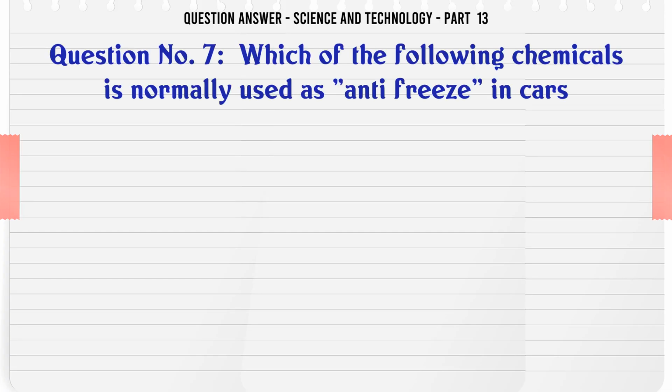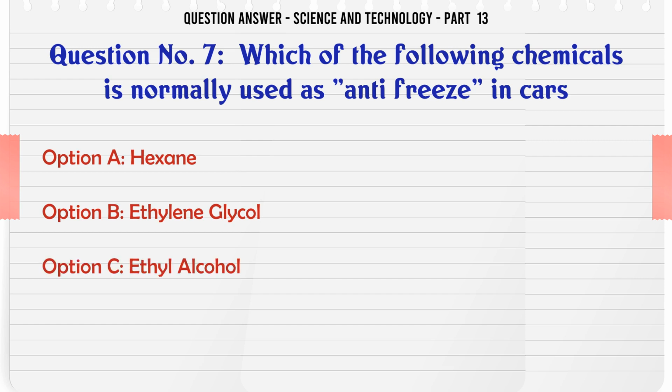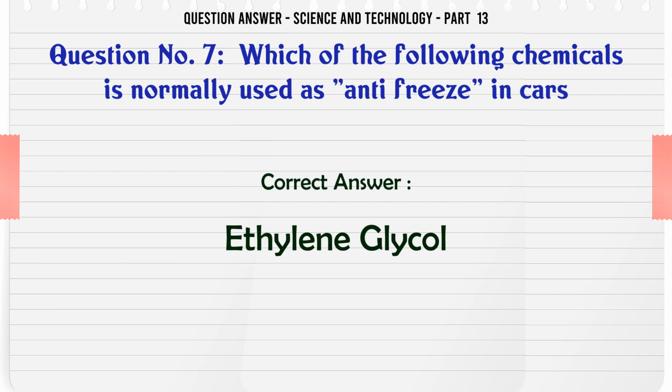Which of the following chemicals is normally used as antifreeze in cars? A. Hexane. B. Ethylene glycol. C. Ethyl alcohol. D. Benzene. The correct answer is ethylene glycol.